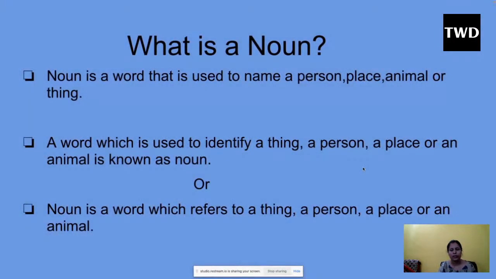So, first thing first is to understand what a noun is. We all know that a noun is a word that is used to name a person, place, animal, or thing. Or the best definition which we can give is: a noun is a word which refers to a thing, a person, a place, or an animal. So this is very simple for us to understand.